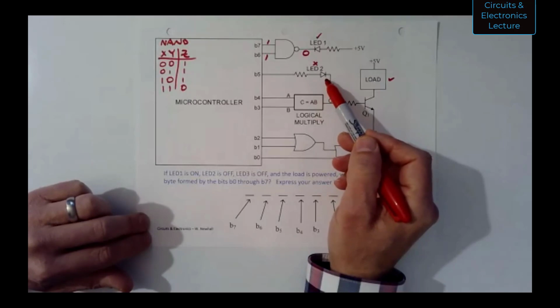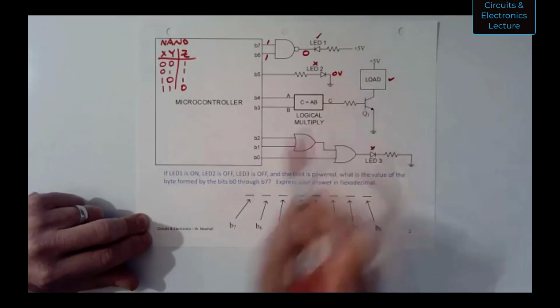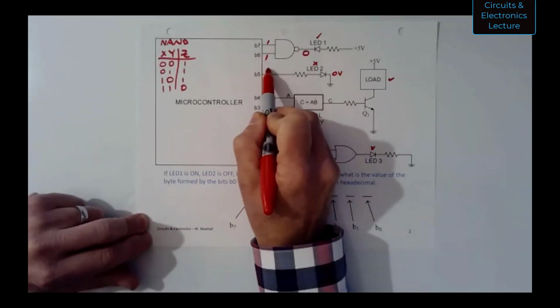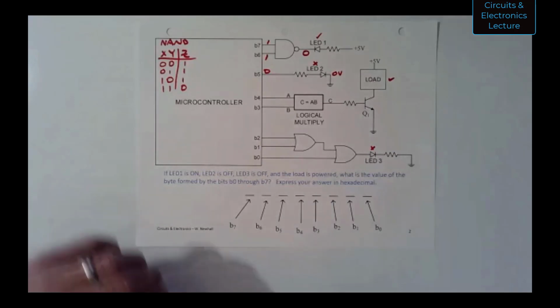LED 2 is off, so I have 0 volts on the right side of that diode, so I need a 0 here at the bit B5. Okay, so that LED is off.